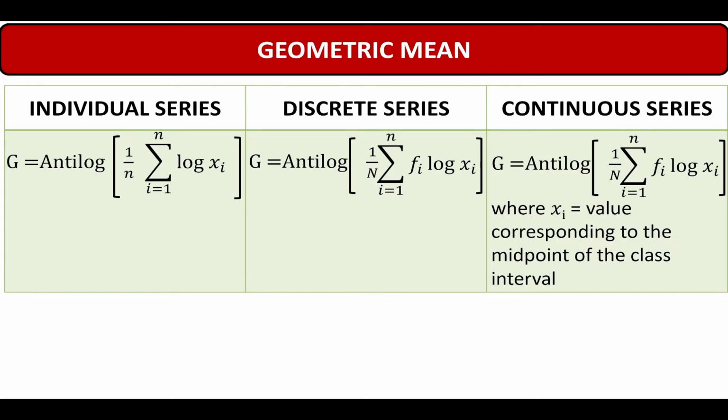So now just seeing the difference for geometric mean in individual series, discrete series and continuous series. In individual series, the n stands for the number of items. In discrete series, we take the product of frequency and log of xi. In continuous series, the formula remains the same as that of discrete series. Only thing is, here the value of xi is the midpoint of the class interval. Just remember this. Now coming to geometric mean of combined group.